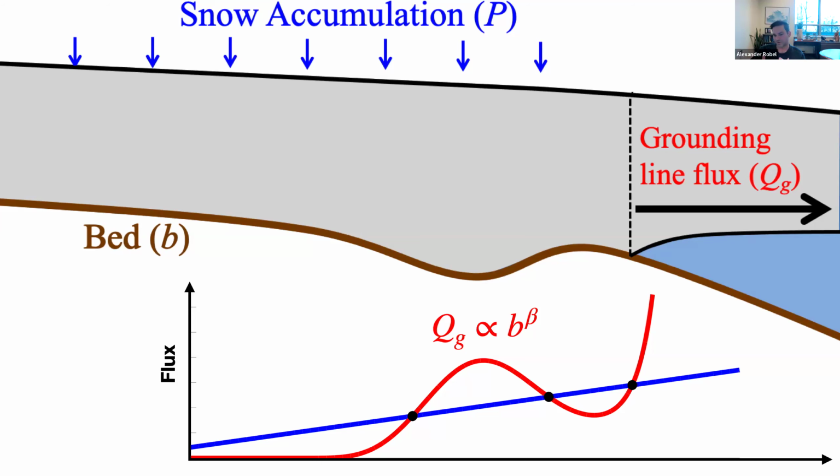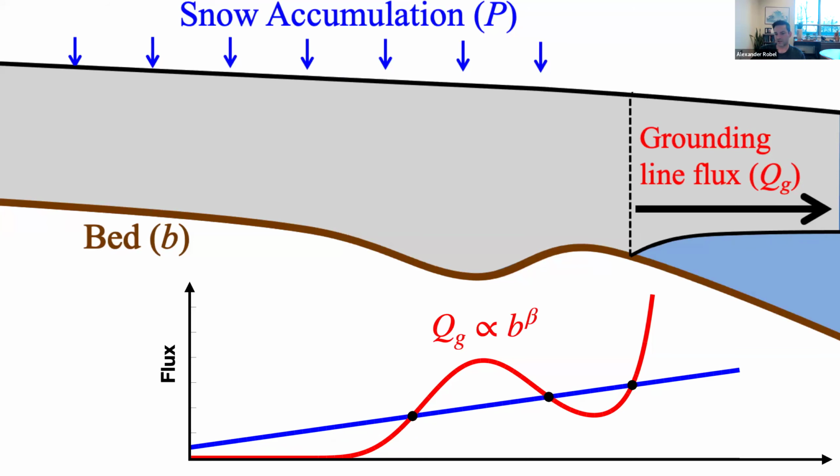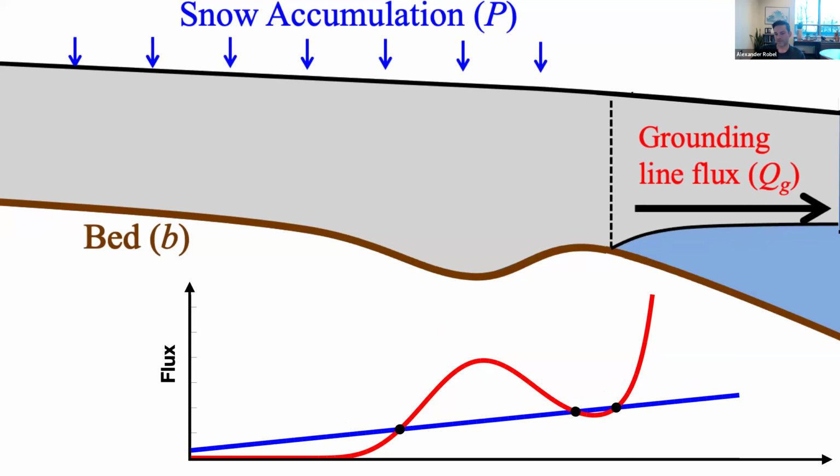But I'm just going to quickly talk about a simple scenario where, due to climate change, the amount of snow accumulation on the surface of the ice sheet starts to decrease. So if P in this picture decreases, then the blue line moves down, the slope of the blue line moves down. And if we started at this black dot all the way to the right in this graph, then our grounding line would retreat a little bit.